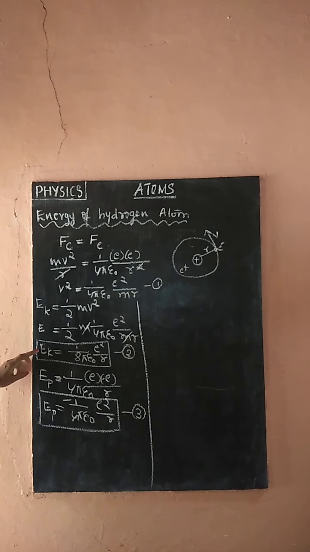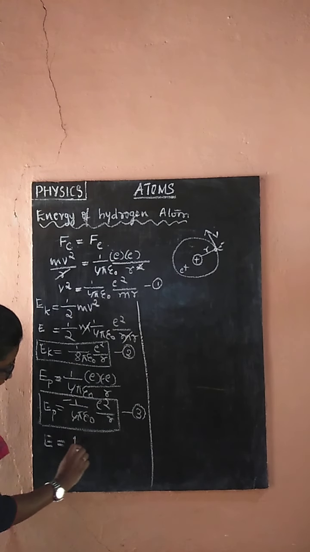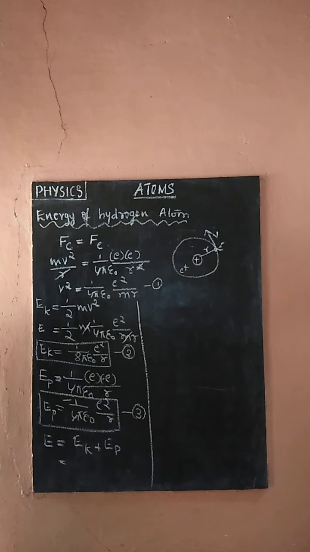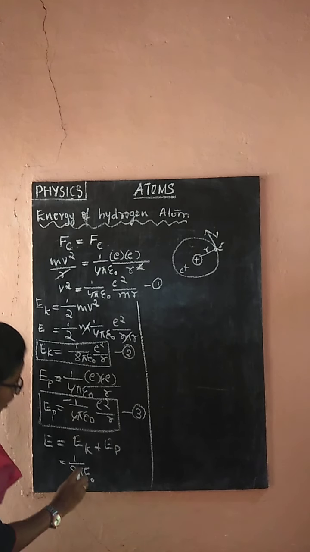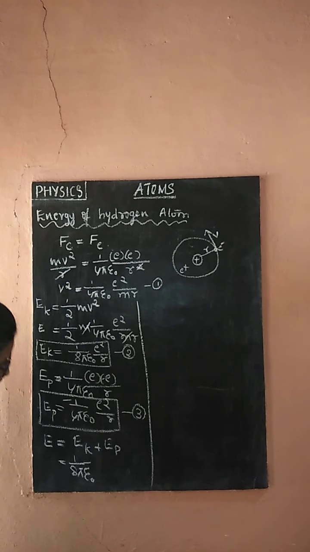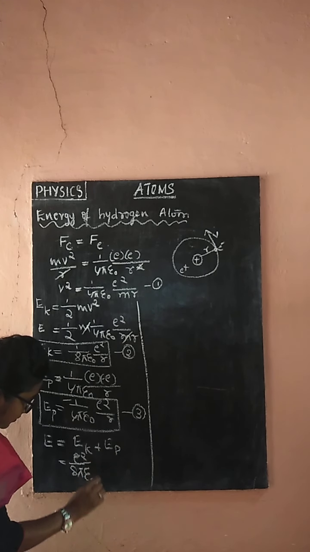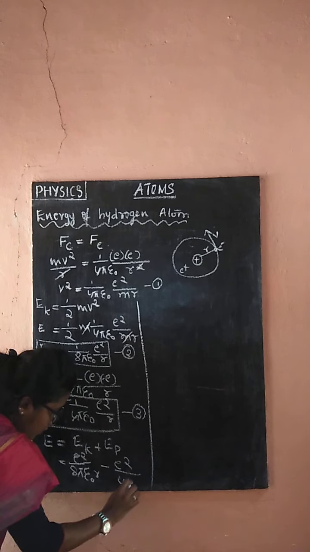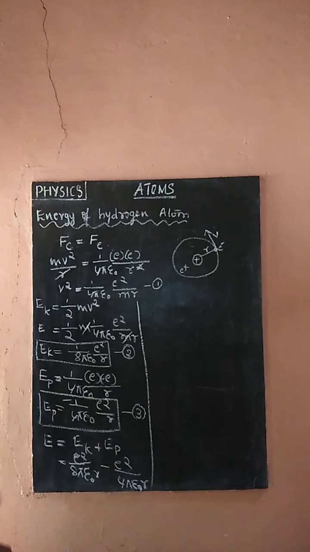So we got the values for Ek and Ep. Then what is the total E? That is Ek plus Ep. So substitute them together: 1 by 8 pi epsilon naught e square by r minus e square by 4 pi epsilon naught r.